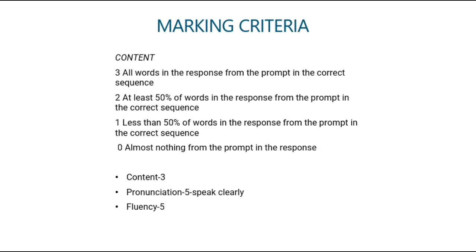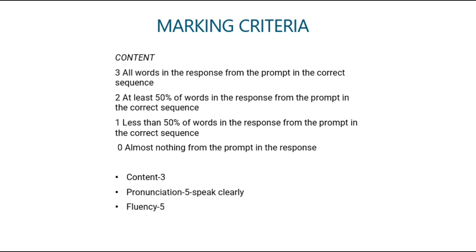Now, we will be looking at the marking criteria. For content, we are given 3 points. For pronunciation, we are given 5 points. For fluency, we are given 5 points. So, what is content here? All words in the response are correct, 3 points. At least 50% of words are correct, 2 points. Less than 50% of words are correct, 1 point. Almost nothing from the prompt is correct, 0 points.